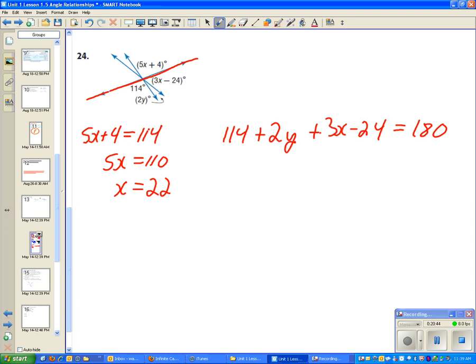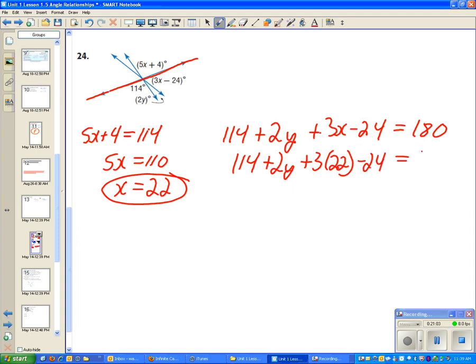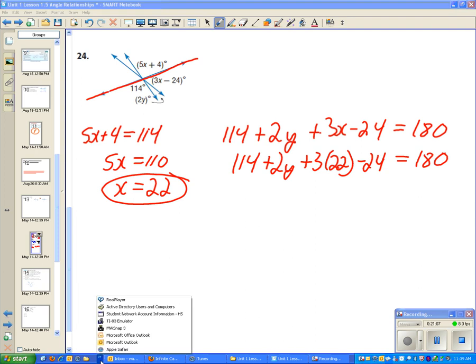And then I'm faced with the same dilemma we had a couple problems ago. I've got an x and a y. But look, I can fix that, can't I? So let's fix that. So that's 114 plus 2y plus 3 times 22 minus 24 equals 180. All right, I think I'm going to get my calculator out now.